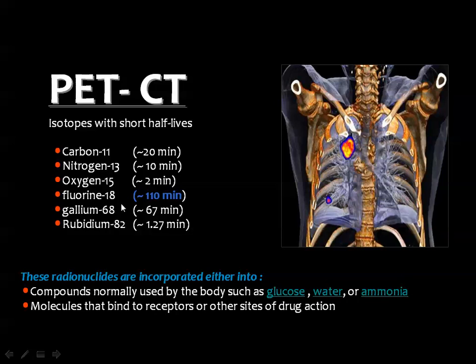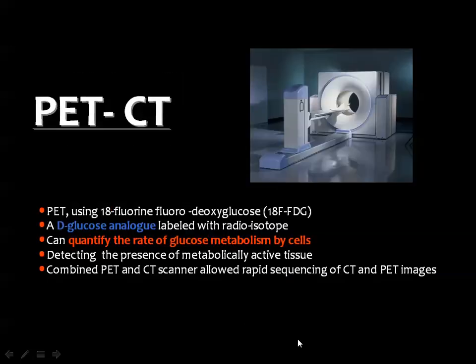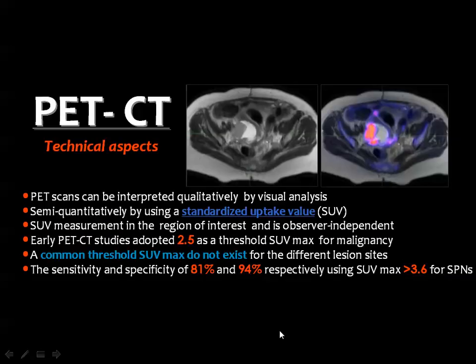Then fluorine 18 with a half-life of about 110 minutes is considered the most reasonable one, and is usually combined with glucose, which is commonly consumed by most of the cells in the body.